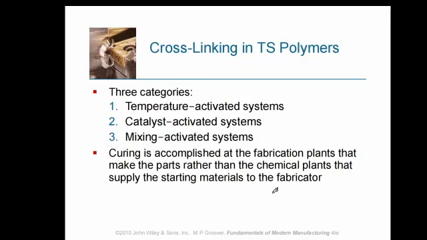And in thermoset polymers, we have 3 types. We have temperature activated systems when making these thermosets. We also have catalyst activated systems, and then we have mixing activated systems. That's the process of curing or setting. And curing can be done with temperature, catalysts, or through mixing. And it is accomplished at a fabrication plant that makes the parts, and not the chemical plants that give the starting material.